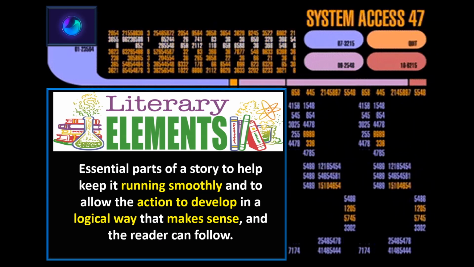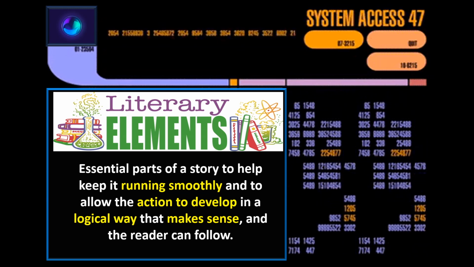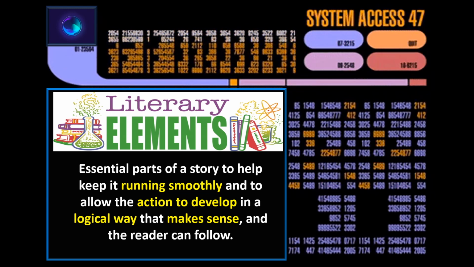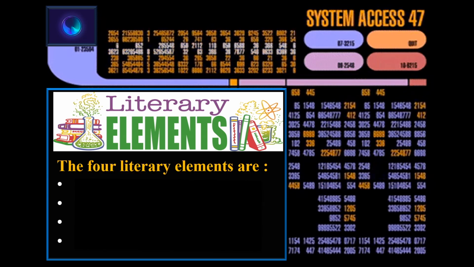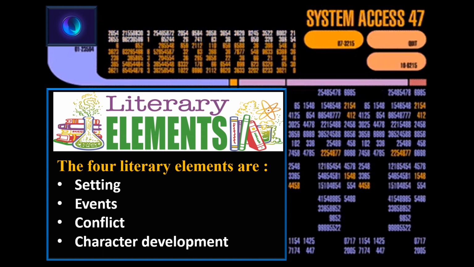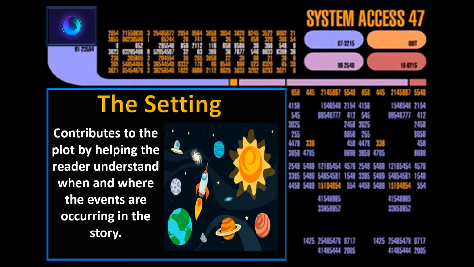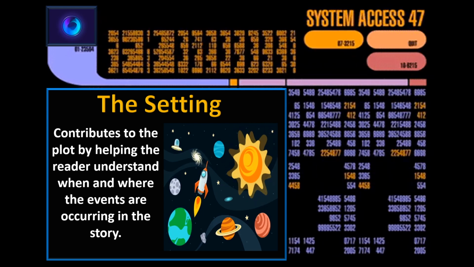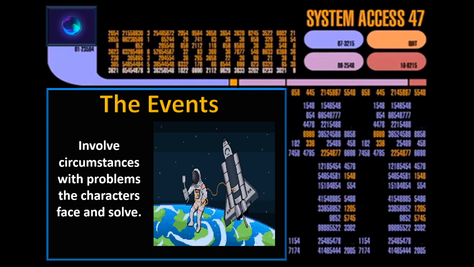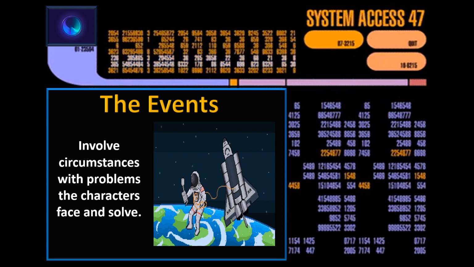Literary elements are essential parts of a story to help keep it running smoothly and to allow the action to develop in a logical way that makes sense and the reader can follow. The 4 literary elements are setting, events, conflict, and character development. The setting contributes to the plot by helping the reader understand where and when the events are occurring in the story. The events involve circumstances with problems the characters face and solve.